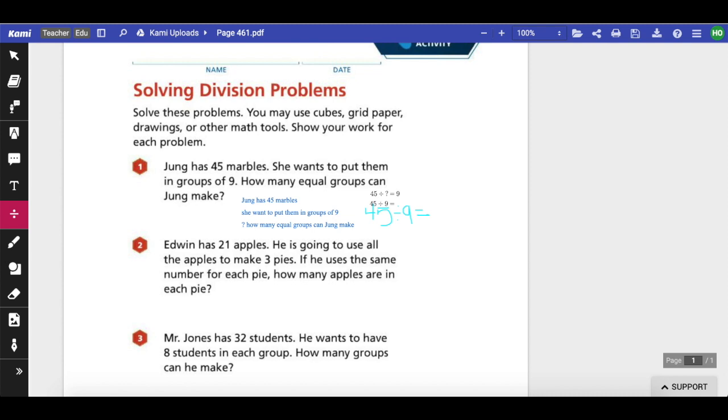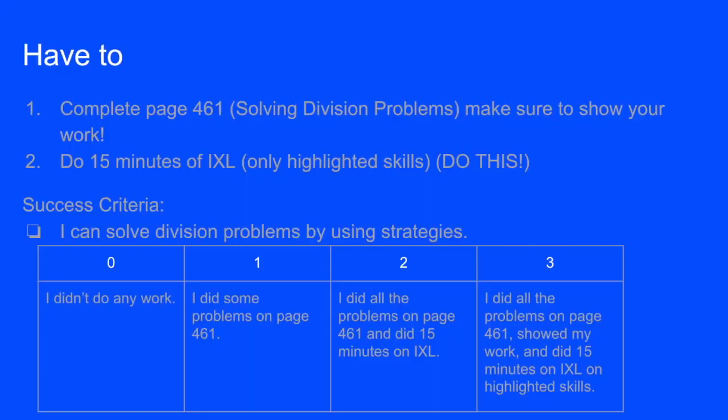Now let's take a look at your have to for today. Here's your have to slide for today. You need to complete page 461, which is solving division problems, and to make sure you show your work for every problem. And then you need to do 15 minutes of IXL only on the highlighted skills. And your success criteria is that I can solve division problems by using strategies, and that's something that you should be able to say after you did your have to. And if you take a look on the rubric below, you can see how you will be scored.